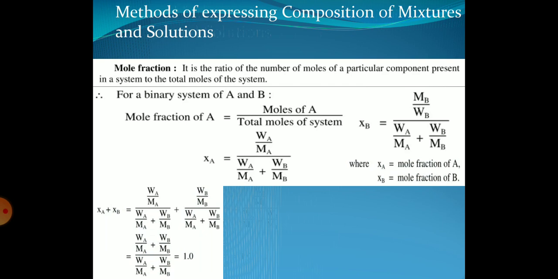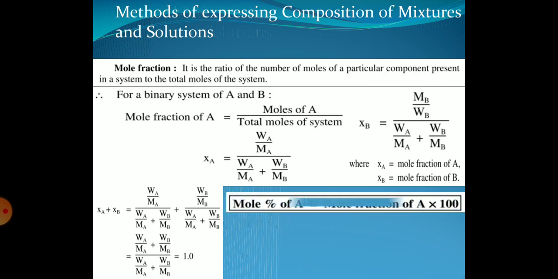If we add mole fraction of A and B, we get XA plus XB equal to 1. So, as the addition of mole percent is always equal to 100, addition of volume percent will be equal to 100 and summation of mass or weight percent will also be equal to 100. Similarly, the summation of mole fraction or weight fraction will be equal to 1.